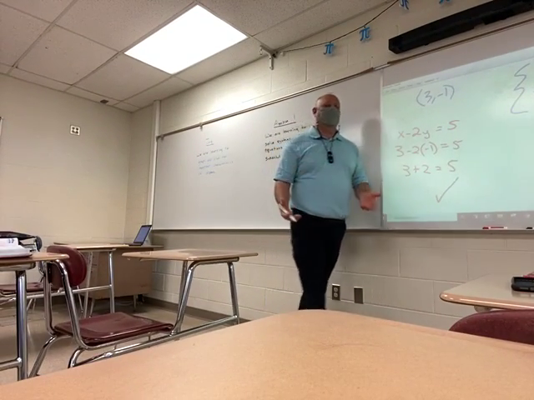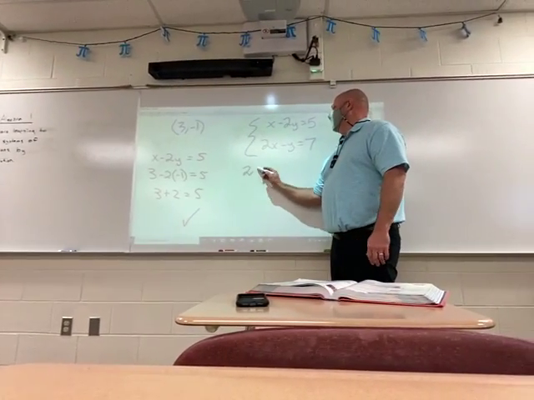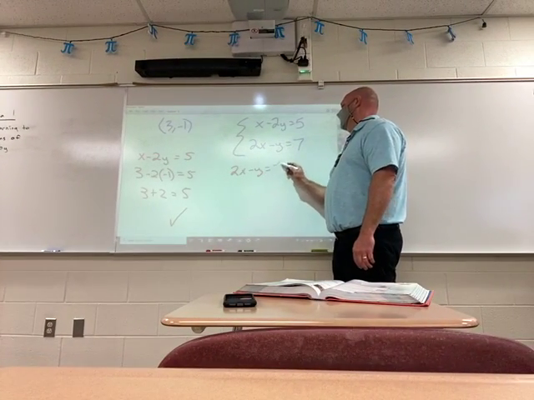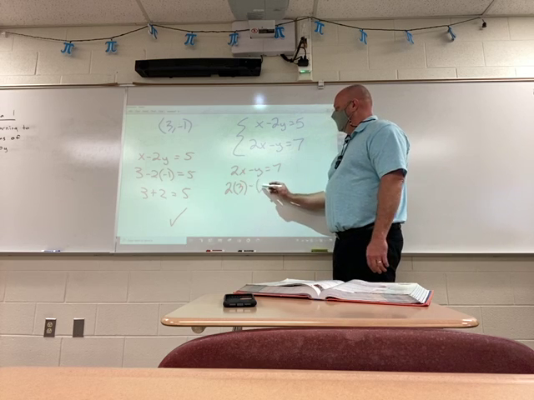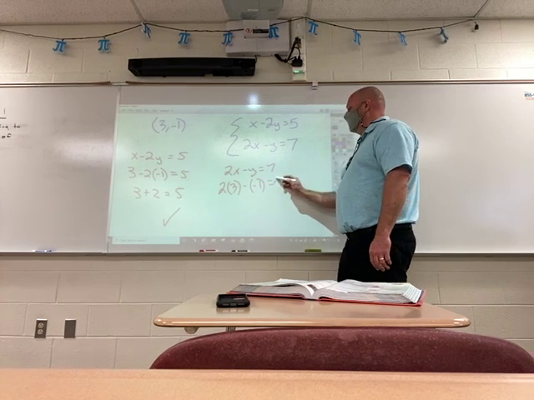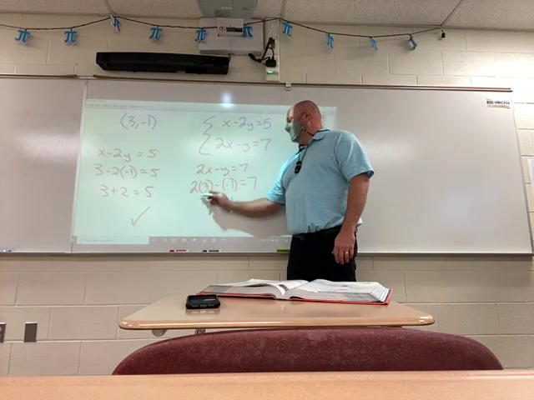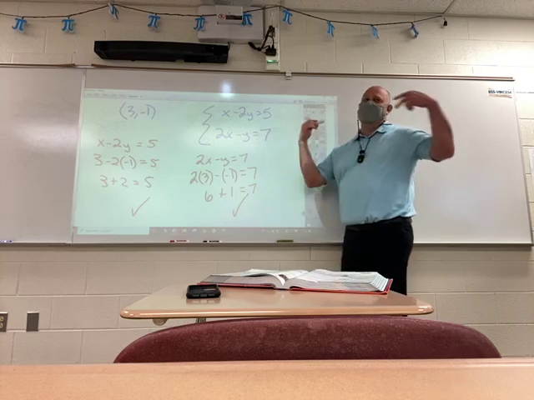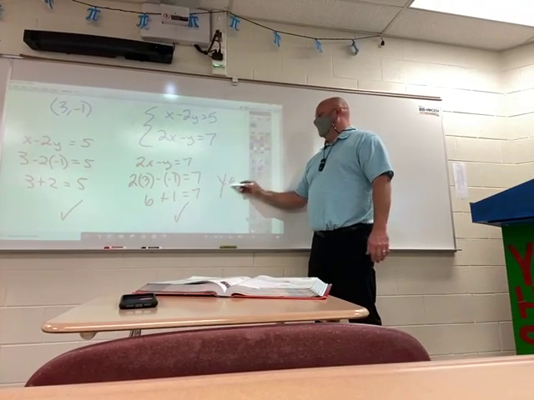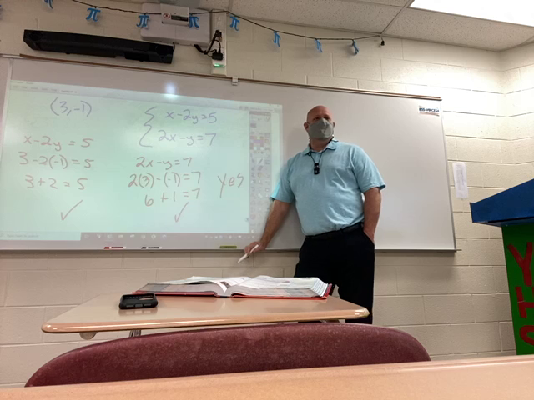Does that mean it solves the whole system? No, you have to make it work in both. So instead of 2x minus y equals 7, you plug in a 3 minus, make sure you use parentheses here because this is where you could mess this up. Minus a negative 1 would turn to plus 1. 2 times 3 is 6. 6 plus 1, sure enough, does equal 7. So yes, that is the solution to this system.